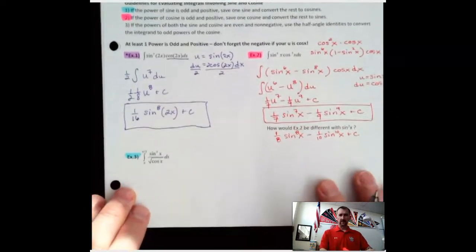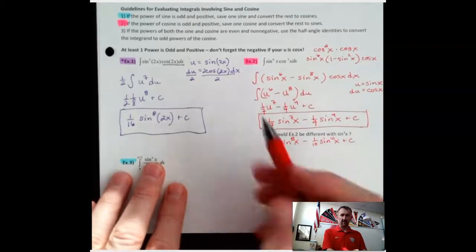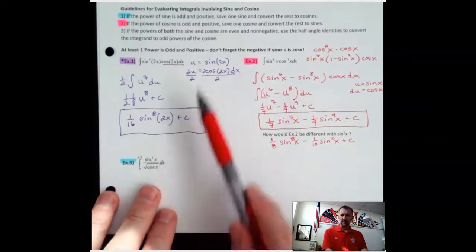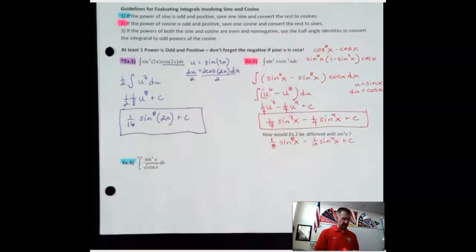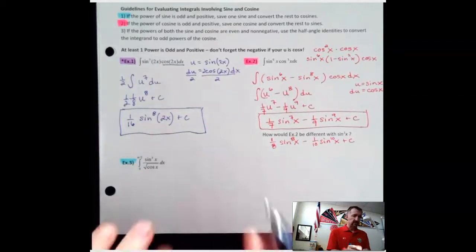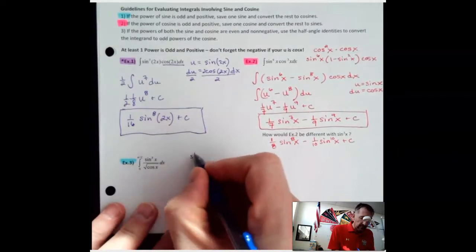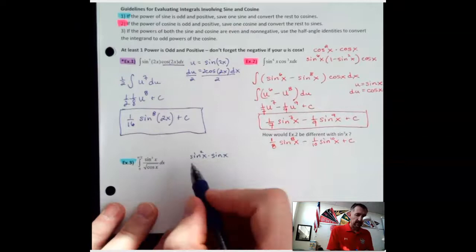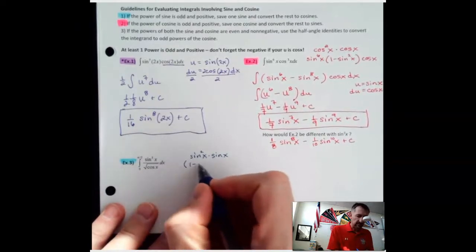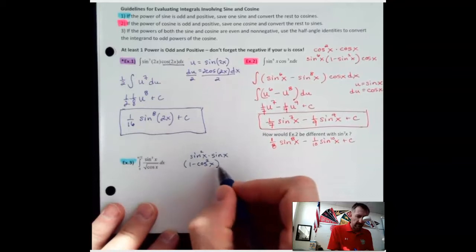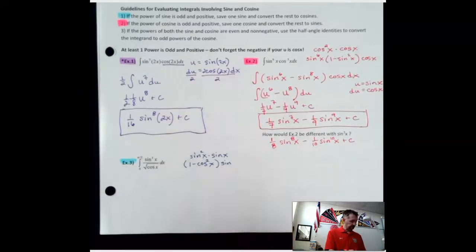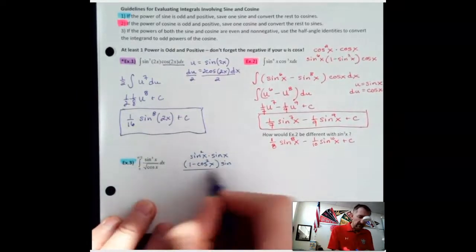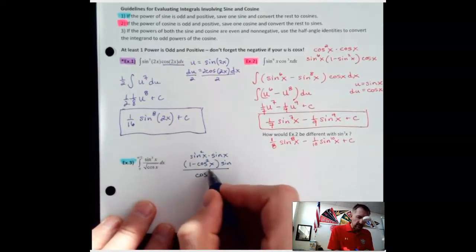All right. So last one on this page, we have an odd power of sine. So it says if you have an odd power of sine, save one sine and convert the rest to cosines. So we're going to start with sine squared times sine, and we're going to convert that to cosine, so that's going to be 1 minus cosine squared sine. Okay, and that's the numerator, and then the denominator is cosine to the 1/2.